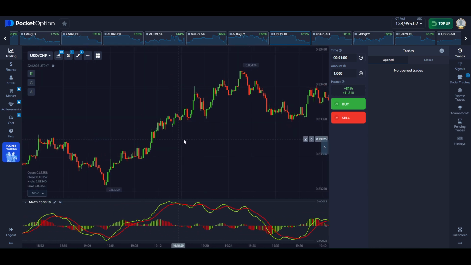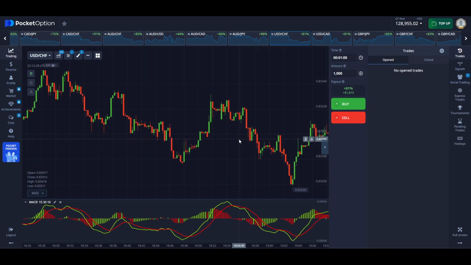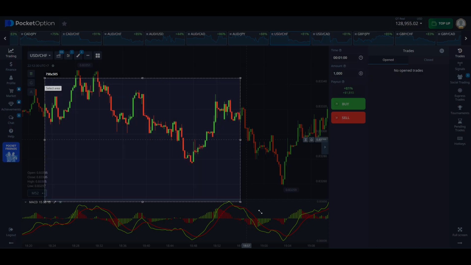Our indicator is set up. Now, let's talk about entry points. We've established that we enter on the crossover, but there are 2 scenarios.